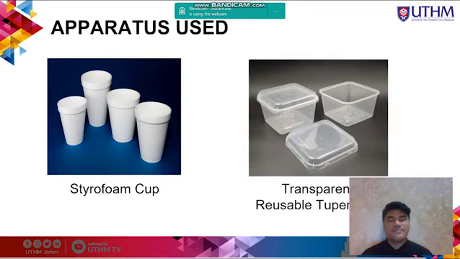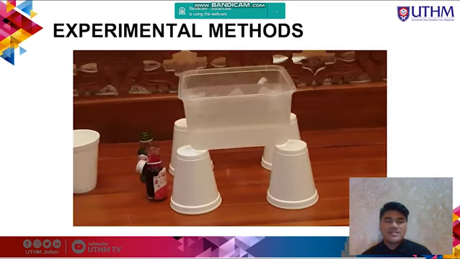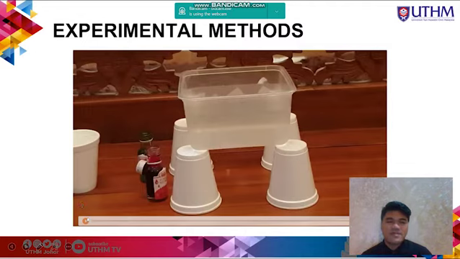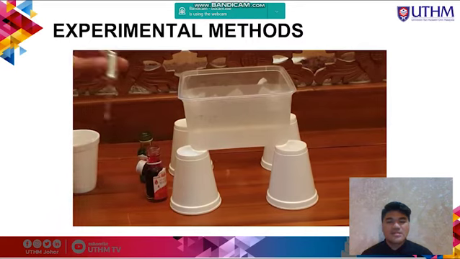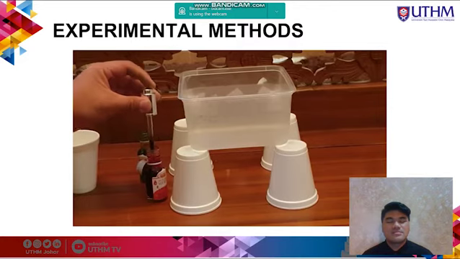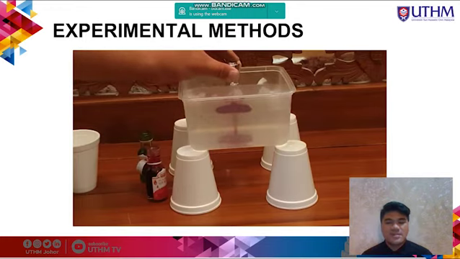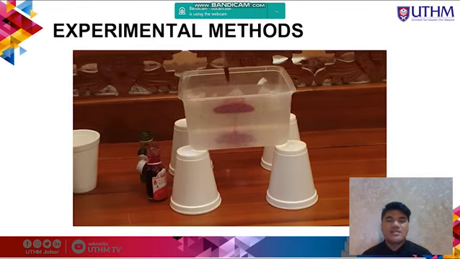In this experiment, first I fill the Tupperware with cold water. Then the first thing I put is the red food coloring. The red food coloring will indicate the hot medium area. Then I put in the green food coloring, which will indicate the cold area.